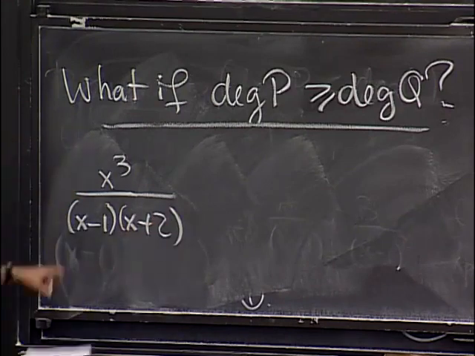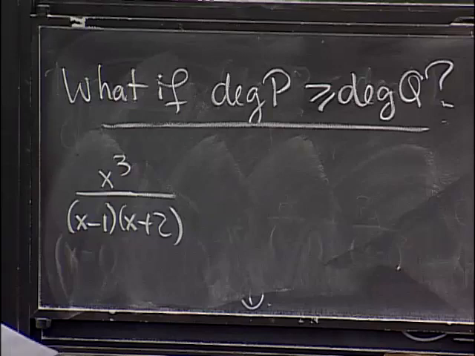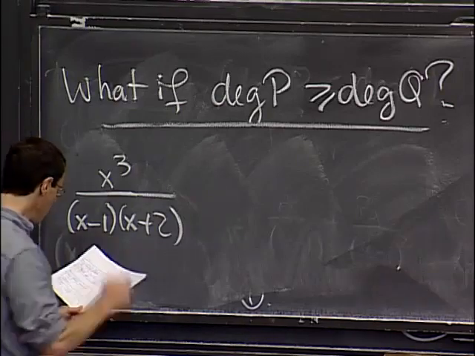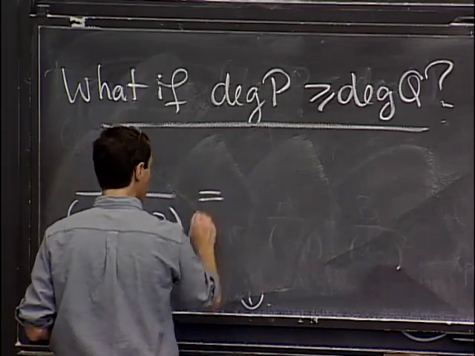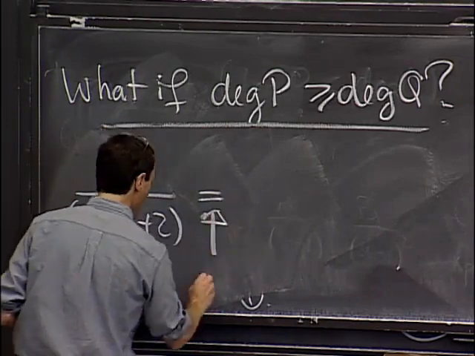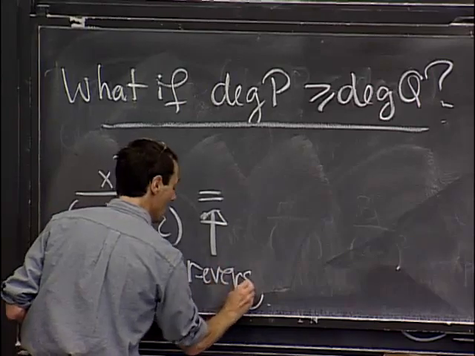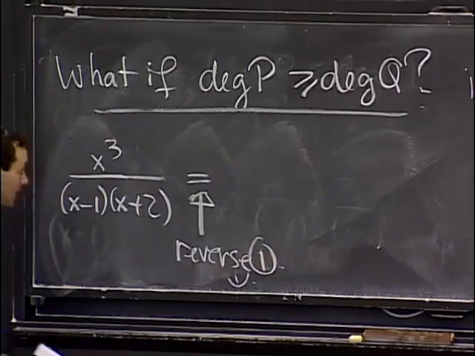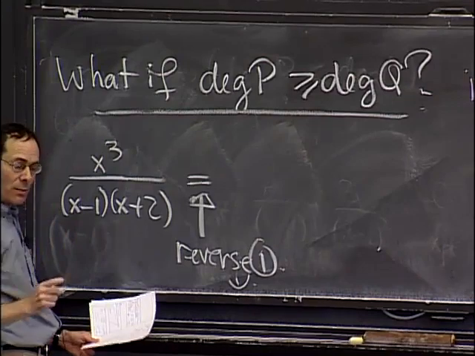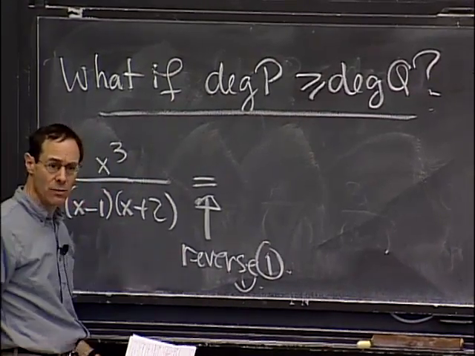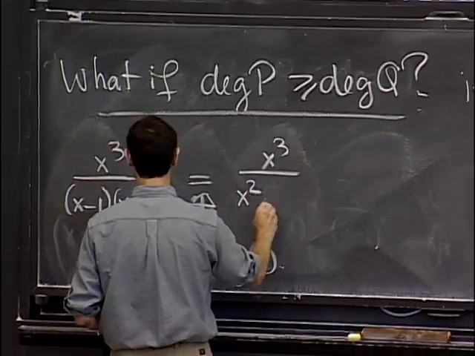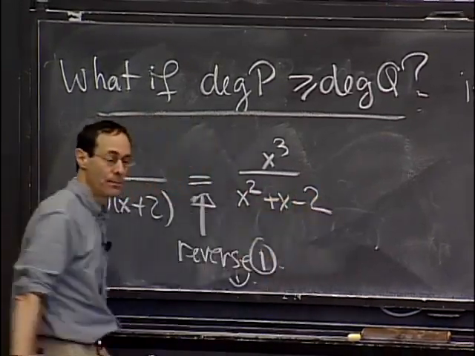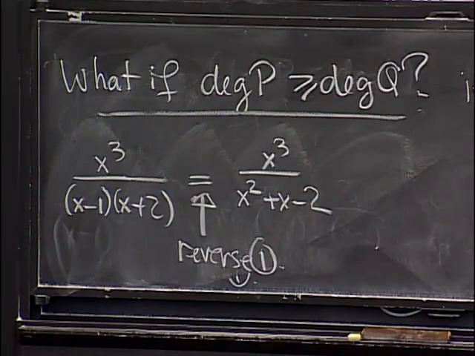So here's an example. The denominator is degree 2. The numerator is degree 3. It well exceeds. So there's a problem here. Our method is not going to work. And the first step that I want to carry out is to reverse step 1. That is, I don't want the factorization for what I'm going to do next. I want it multiplied out. That means I have to multiply through, so I get x squared plus x minus 2. All right, back to the starting place here.